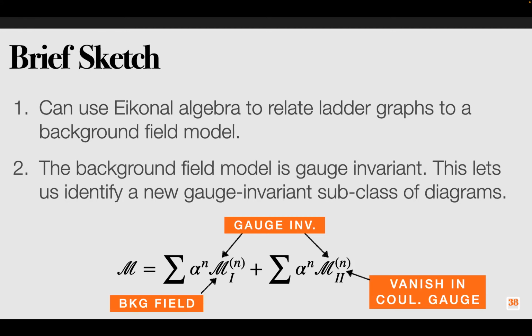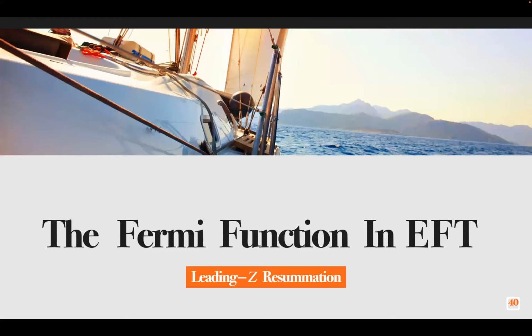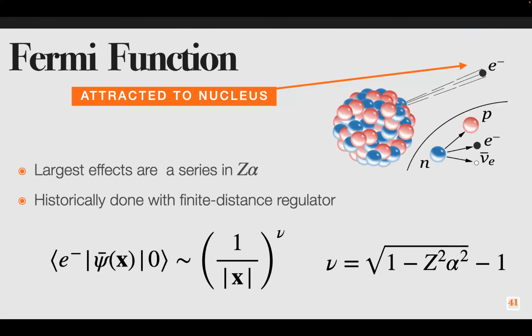But let me now talk about this Fermi function question that you asked about, Maxime. So how do you do the leading Z resummation? Indeed, it trivializes, and you can think of it like a background field. For the uninitiated, what is the Fermi function? Historically, the way that Coulomb graphs were resummed is you said that you should just evaluate the wave function of the electron at the origin.